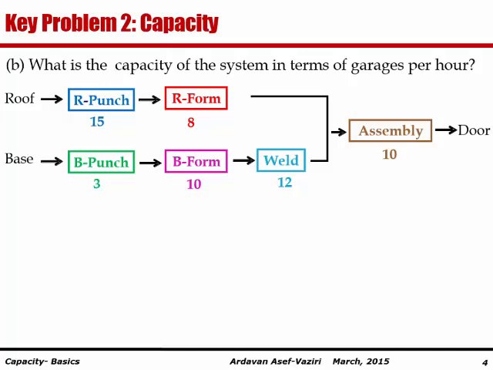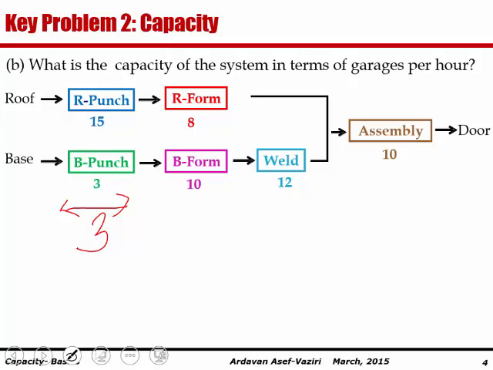What is the capacity of this process? How many garage doors per day can be produced? Let me once again introduce you to a couple of definitions. This is activity time. It is 3 minutes.